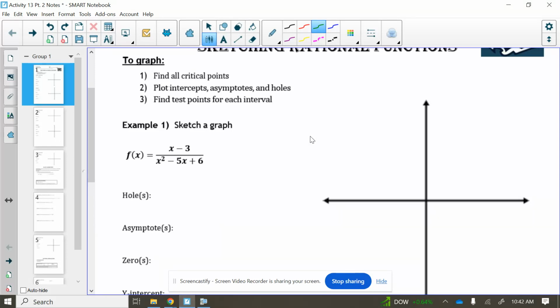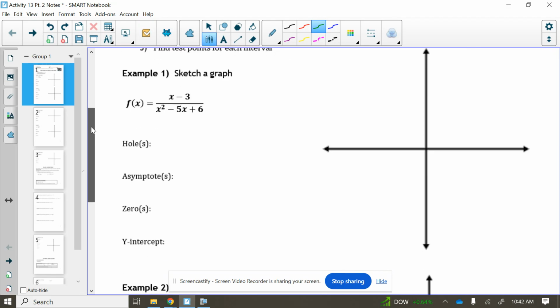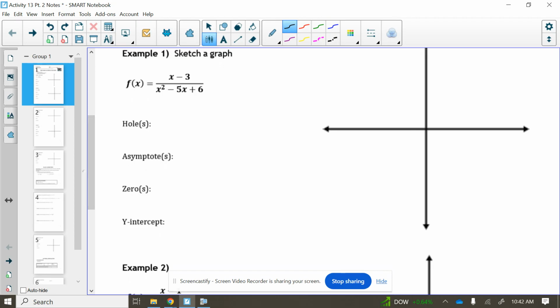Hi everyone and welcome to the next lesson in activity 13. Today we are going to talk about sketching our graphs. Now when we sketch our graphs, we are going to start by finding some of the key features that we already have been finding since the previous lesson.